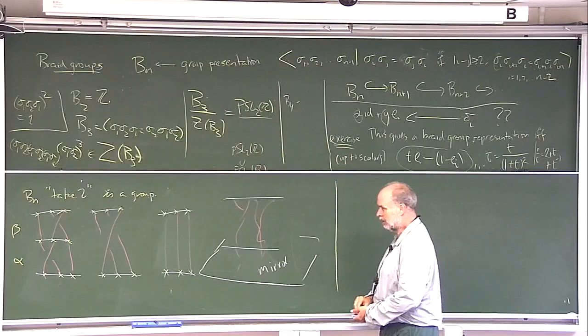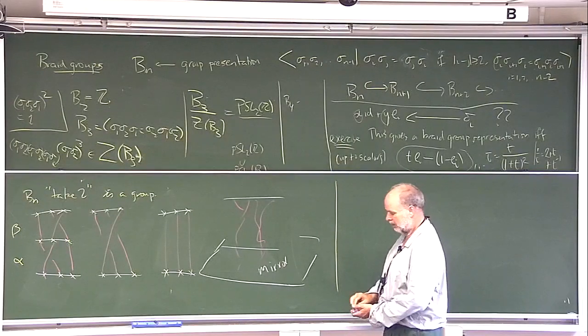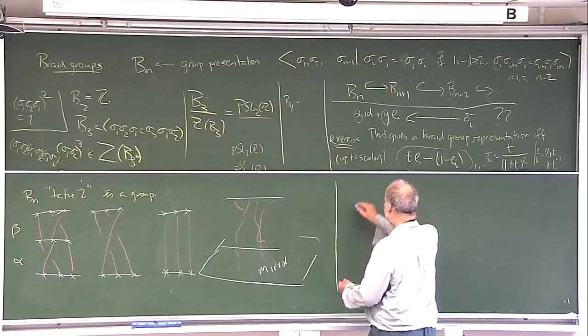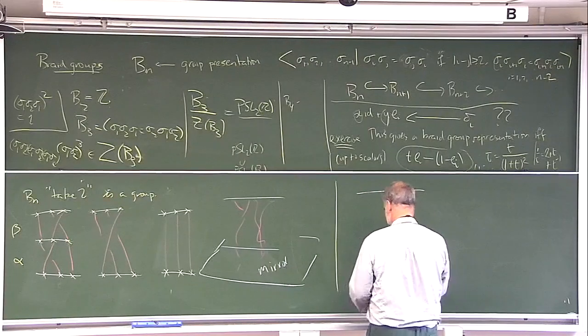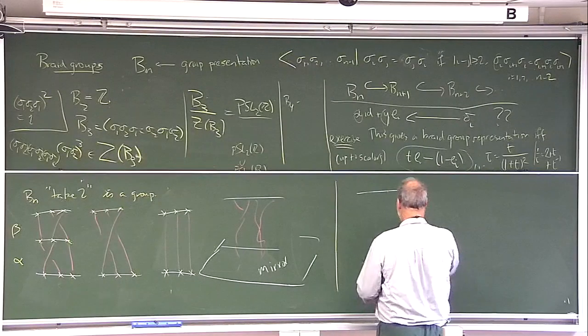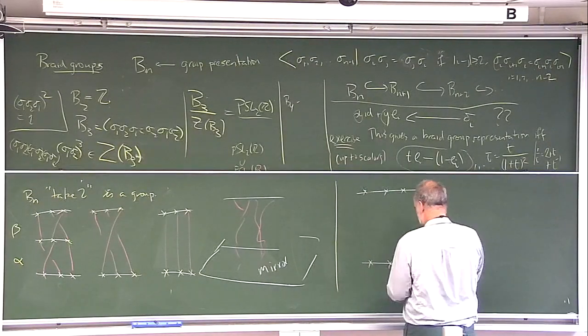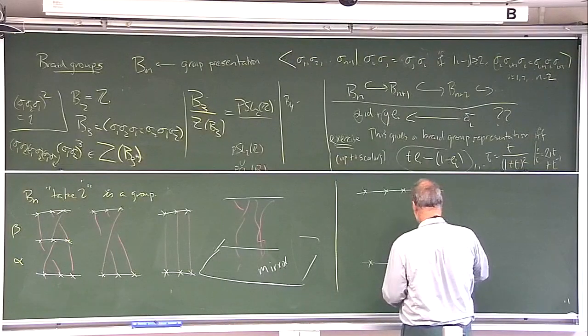Now, the next step is to make the connection between braid group take 2 and the other braid group. Well, we've got to get some generators, some obvious generators. So if we have 4 strings, let's make 5 strings to get the notation going.